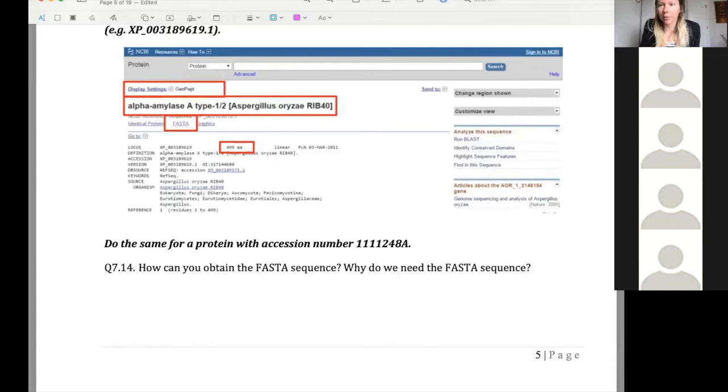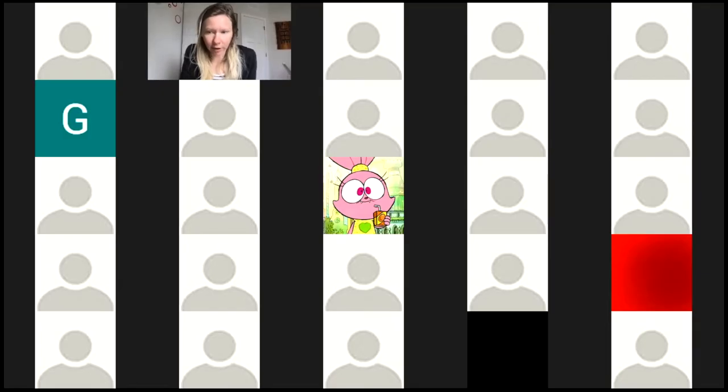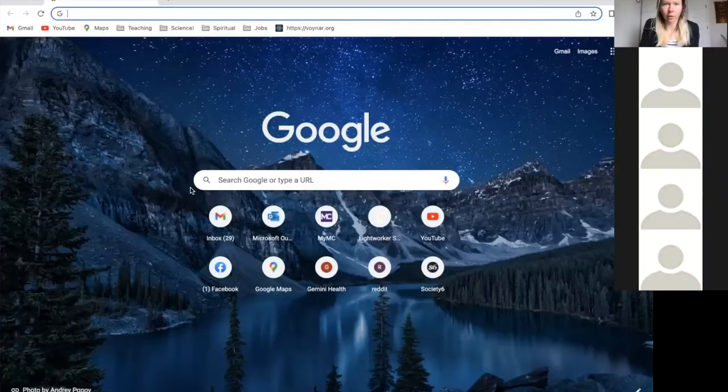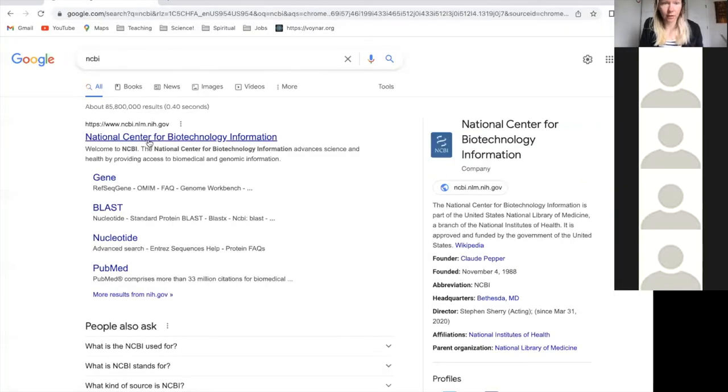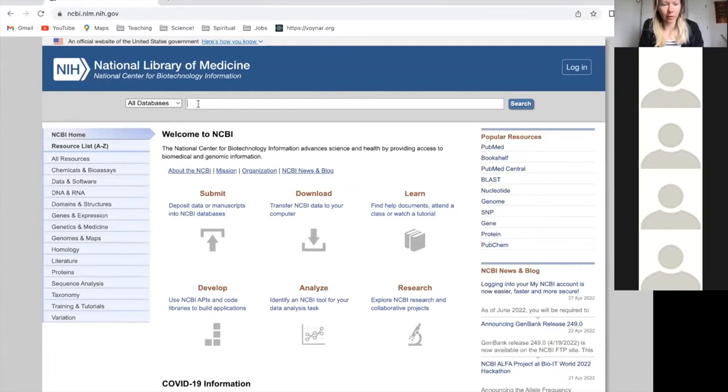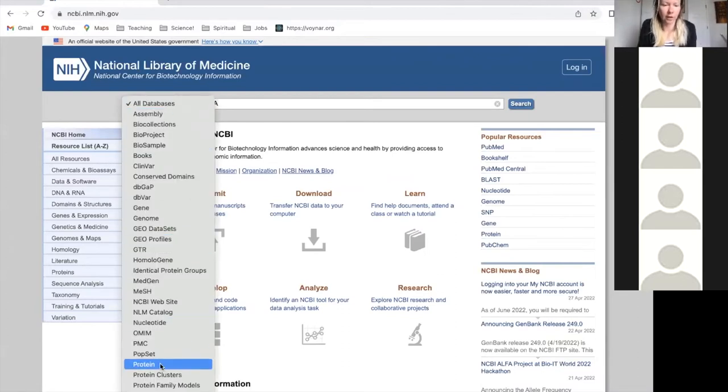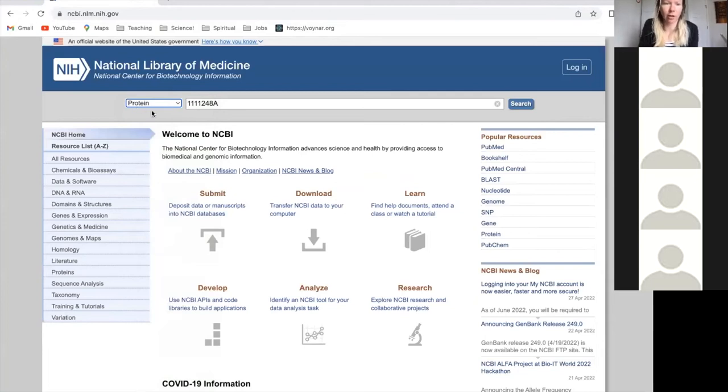So let me bring up that web page and let's do that together. I've got way too many windows open right now. Okay. Let me stop the share. I will share just my Chrome tab. All right, so if we just search for NCBI, it's the first thing that comes up, and we enter 111248A. It's likely that if you just search all databases, it will come up. But if you want to be certain that you'll get a protein, then you can go just to the protein database in this drop-down menu here.